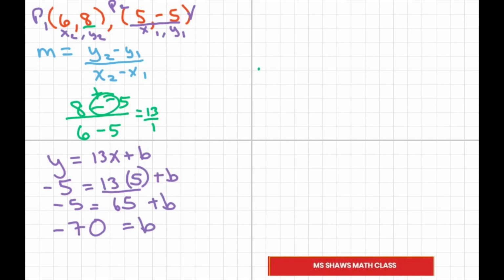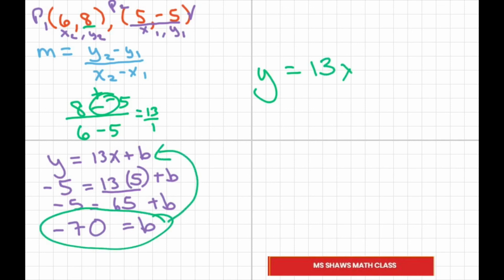So our equation is y equals 13x. What I'm doing is I'm plugging this b back into here, minus 70.